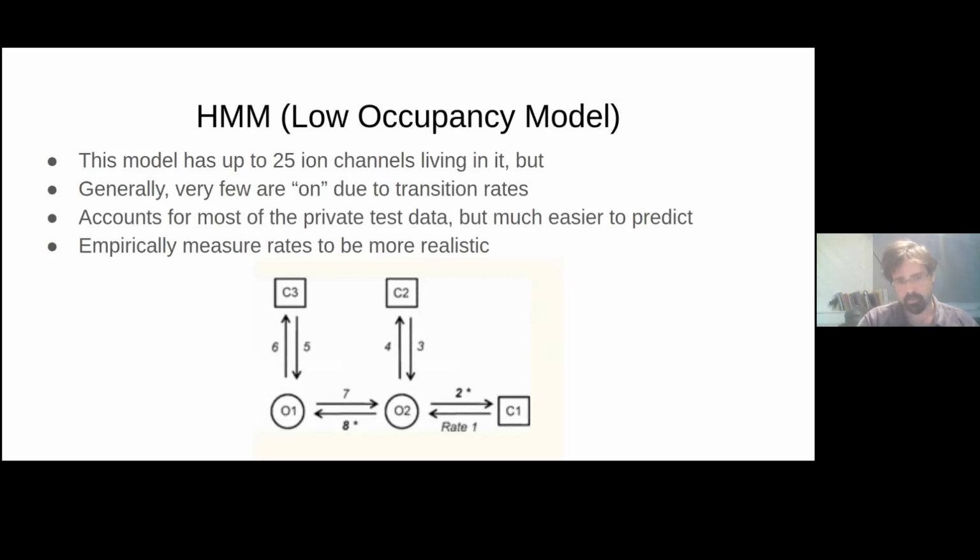These models started out in closed states, so if you run them for long enough, then you'll start to get more than one ion channel in an open state, which is relevant later on, not so much for the score, but interesting. The maximum is actually 25, although that never happens in this channel. It's generally between 0 and 1, and this model was very easy to predict. Most of the private test data was within this model, though. Oh, and the rates were all from actual measurements, so these are fairly realistic models of what the channels are doing in real life.